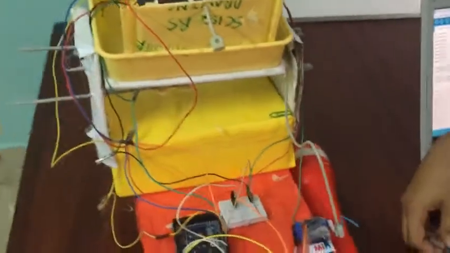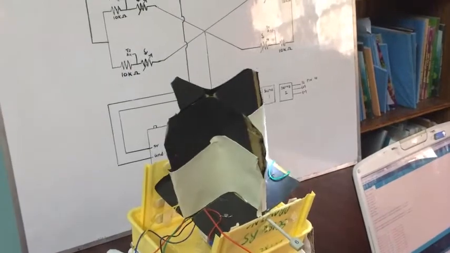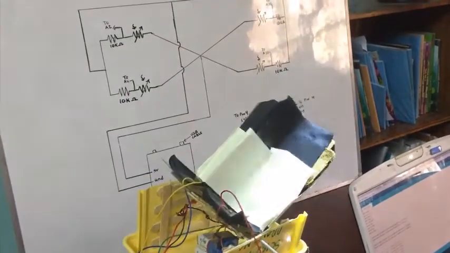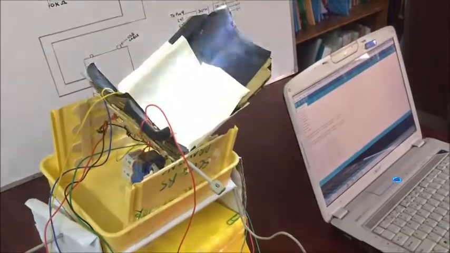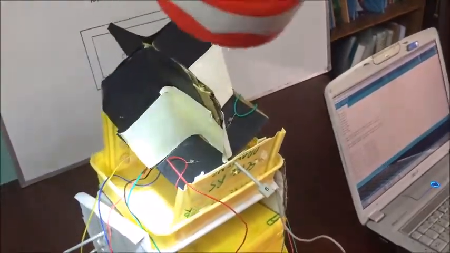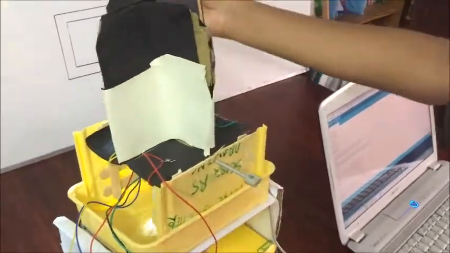Now I'll show you how it works. As you can see, when light falls on these two LDRs, the servo motor moves the construction in this direction, and when light falls on these two LDRs, it moves it in the other direction. It can also move in this direction as well.